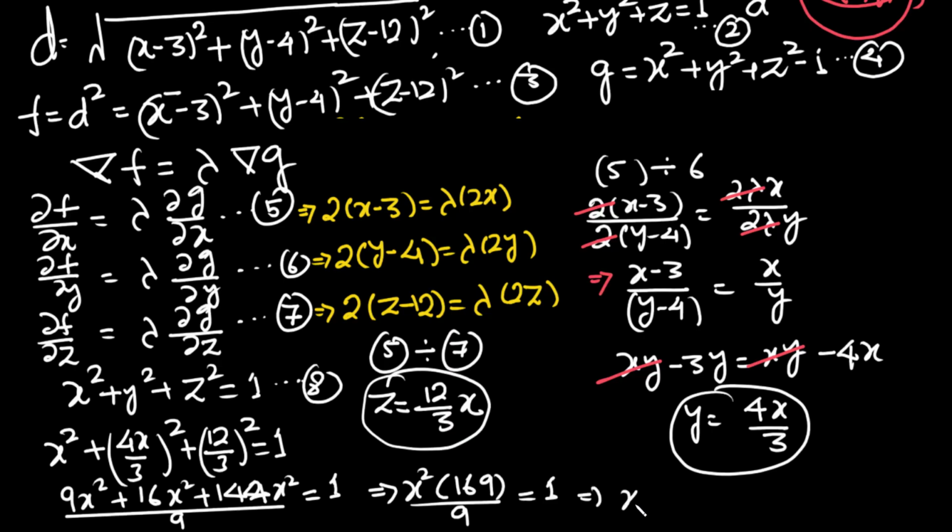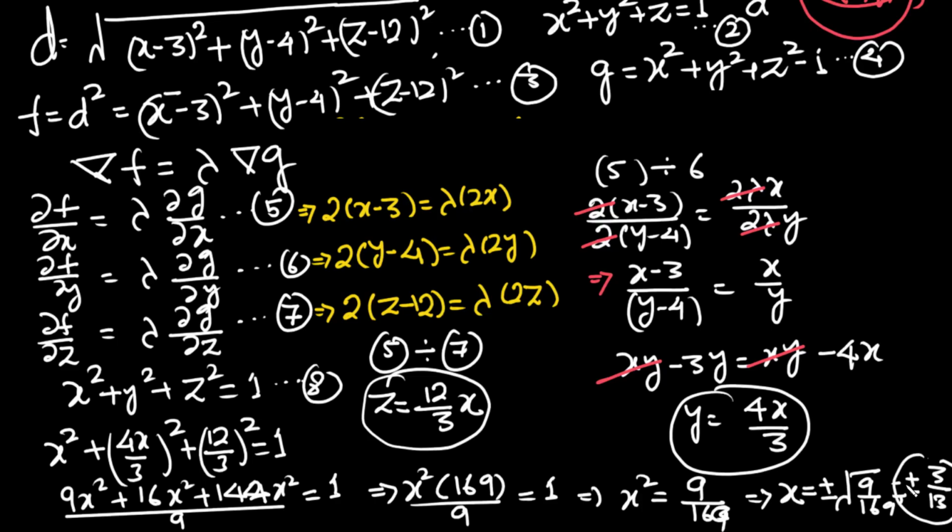And this implies x squared equals 9 over 169. And we take the square root, it's a quadratic equation, so two values of x. Square root of 9 over 169, so we get values of x plus minus 3 over 13. Square root of 9 is 3, square root of 169 is 13.